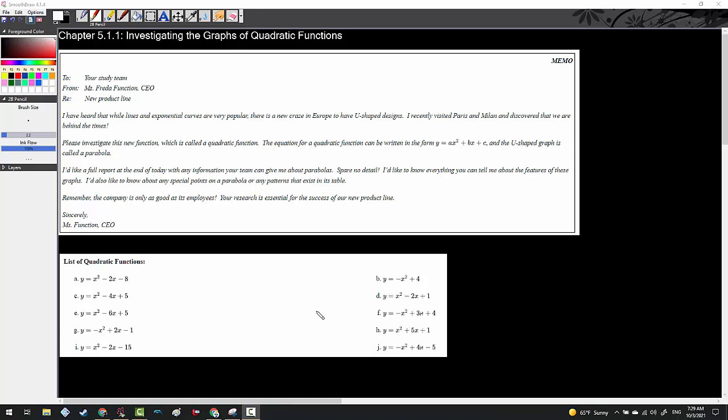Then we're going to choose a few of these to look at, and then we'll graph them. We'll make a table out of them, and then we will discuss their attributes. All right, I'll see you in a bit.